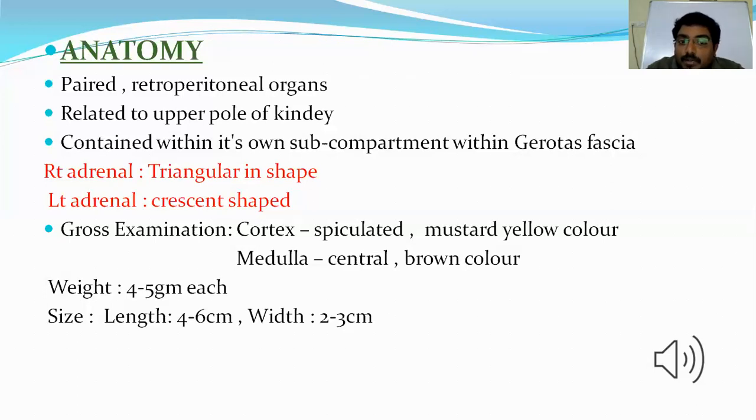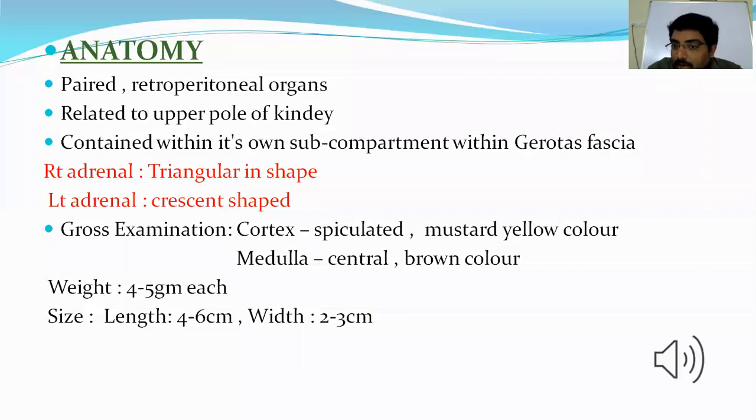Gross examination. The cortex is pigmented mustard yellow in color and the medulla is brown. The weight is 4 to 5 grams for each gland, and the size is 4 to 6 centimeters in length and 2 to 3 centimeters in width.